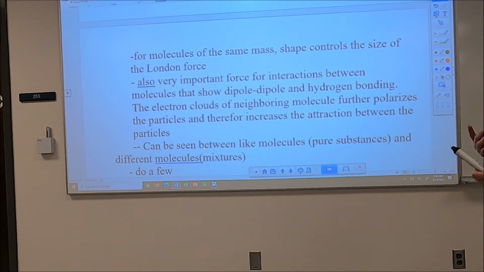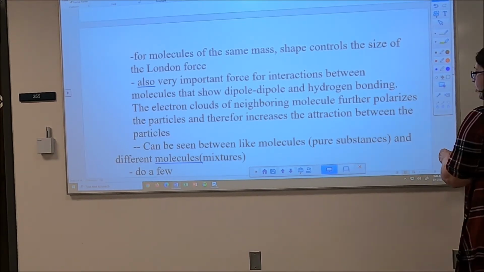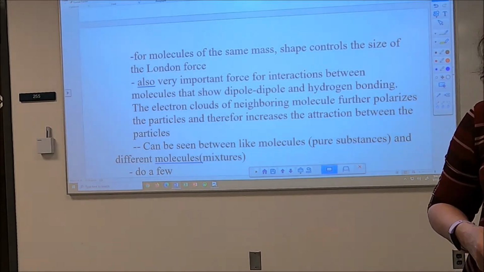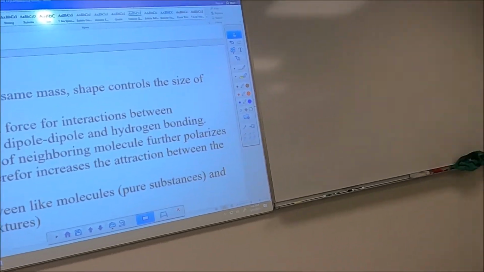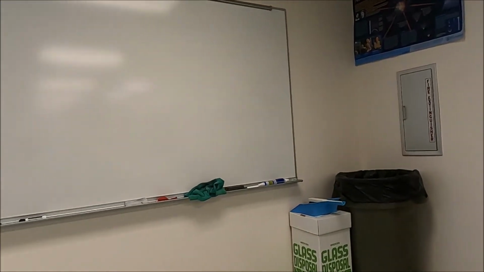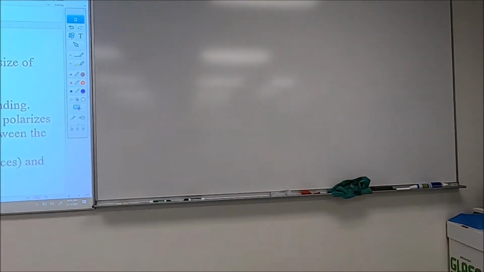It even is important when we have molecules that have a dipole-dipole interaction or a hydrogen bonding, because the closeness of one molecule to another can increase the polarity of a bond or a polarity of the molecule. Okay? So we're going to look at some pure substances. We're going to look at the structure of the molecules, and we're going to talk about polarity and what kind of intermolecular forces we're going to see.